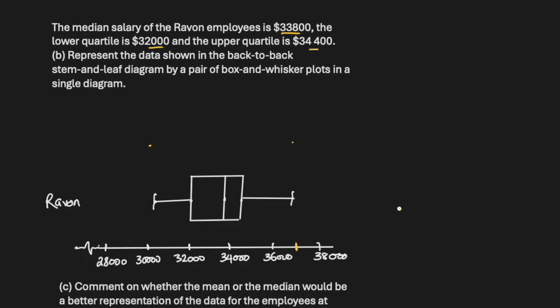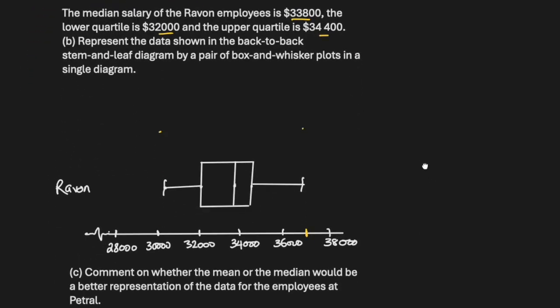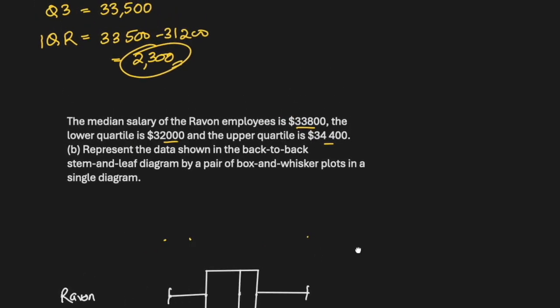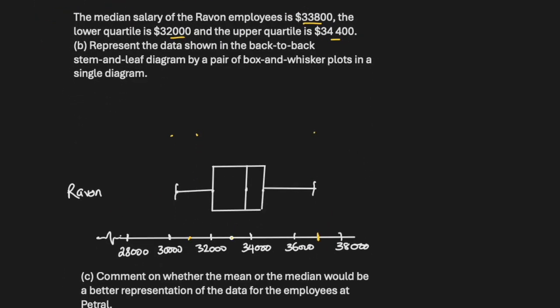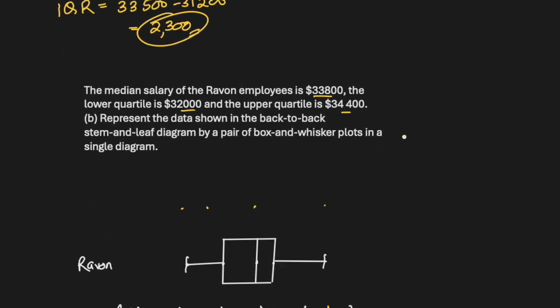Now Q1 and Q3 were 31.2 and 33.5. 31 is here, 2 is a little right of that, so here 31,200 and 33,500. 33 here, 33,500 is here. So okay, that's the upper quartile. What about the median? Median was 32. 32 is here.